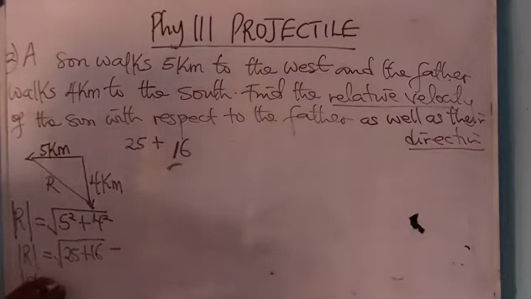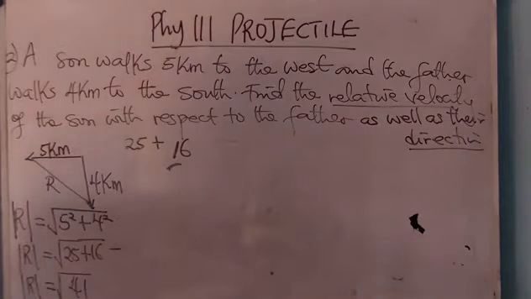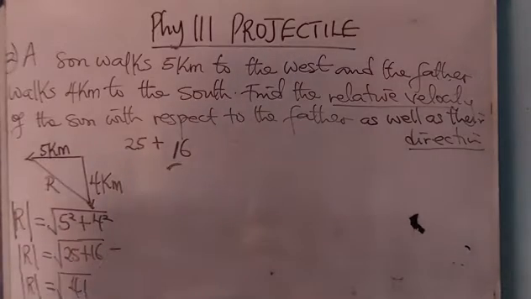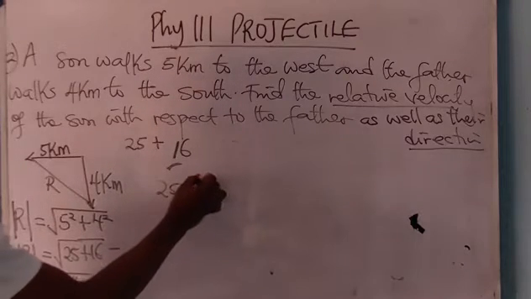25 plus, okay, you're going to be having... okay, this is 41. Now, what is not the square root of 41? That's the issue. I want us to have something of that nature. Okay. 4 plus. Let me say 25 plus 4.